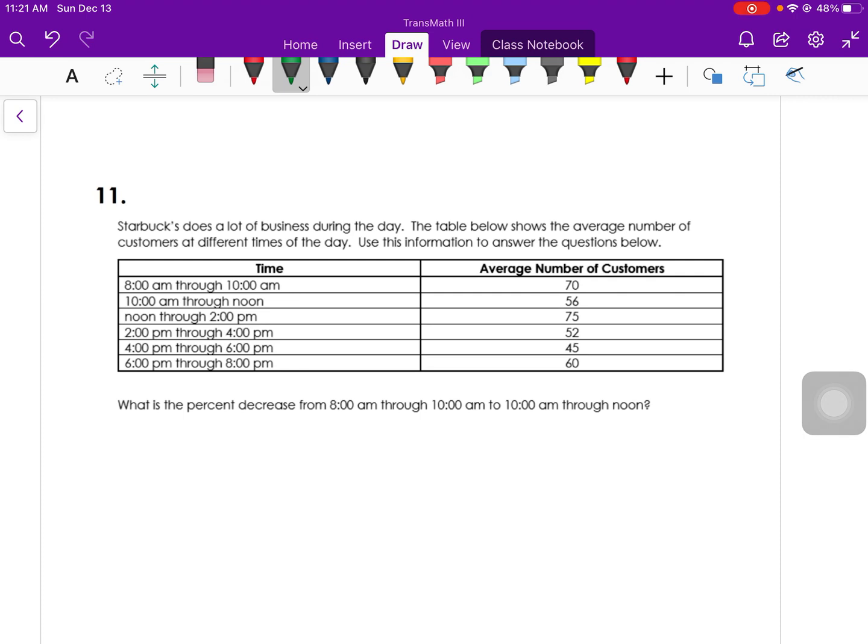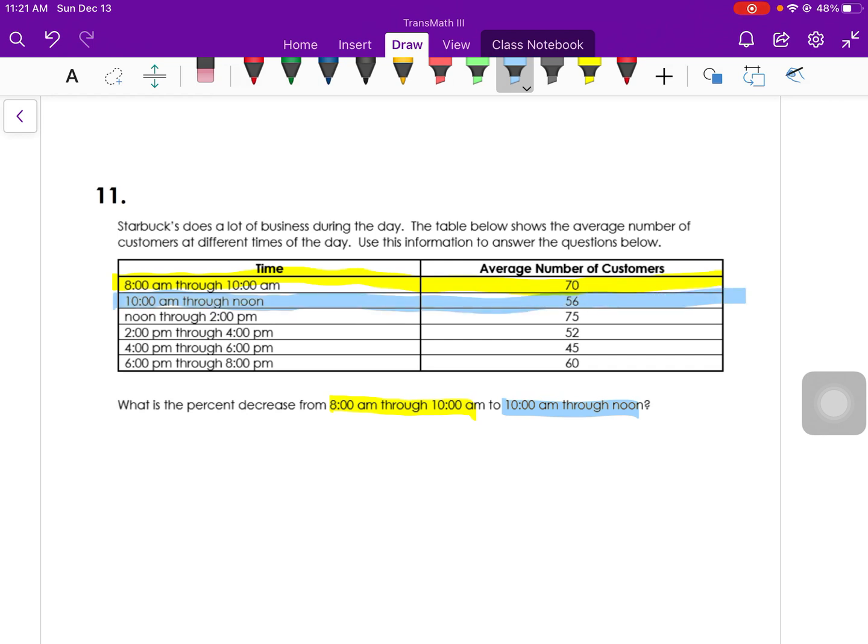All right, number 11, Starbucks does a lot of business during the day. The table below shows the average number of customers at different times of the day. Use this information to answer the questions below. What is the percent decrease from 8 a.m. through 10 a.m. to 10 a.m. through noon? So notice 8 a.m. through 10 a.m. is just saying this window, because we can't say at 10 a.m., because not all of your customers are going to show up at 10 a.m., for example. And then 10 a.m. through noon would be the following one.